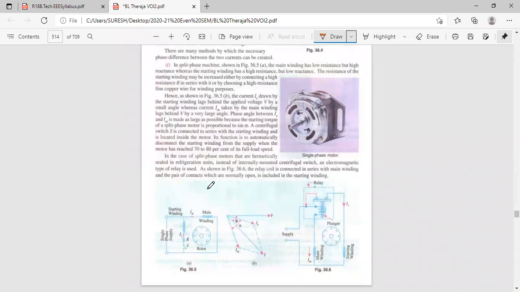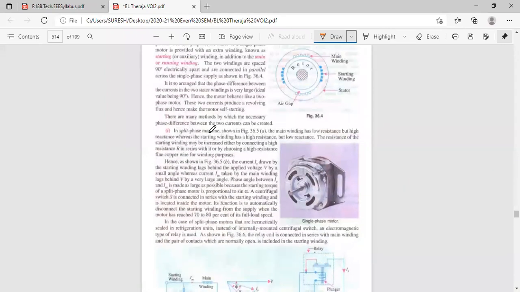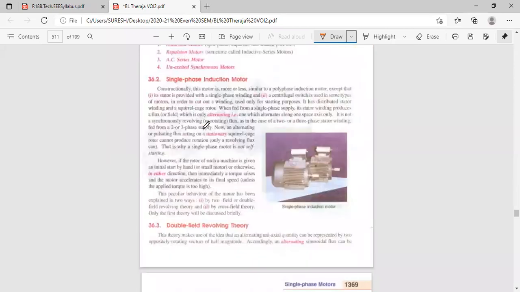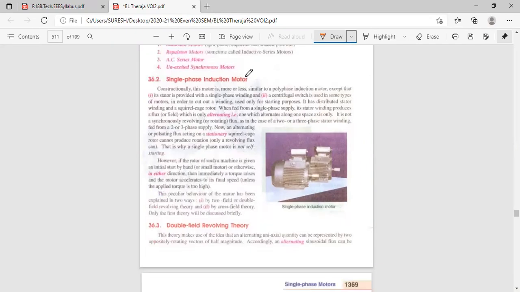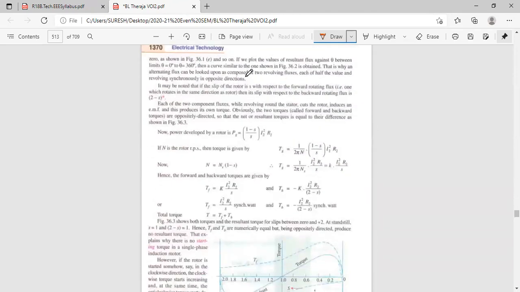Now see here, in split phase machine. There are two types, I will discuss now. Induction motor, split phase and capacitor type. First, I am discussing split phase induction motor. Then I will discuss the capacitor induction motor, capacitor start. Two types I will discuss here. First, I am discussing split phase. Then I will go for the capacitor type. Whatever I am discussing now, it is split phase.